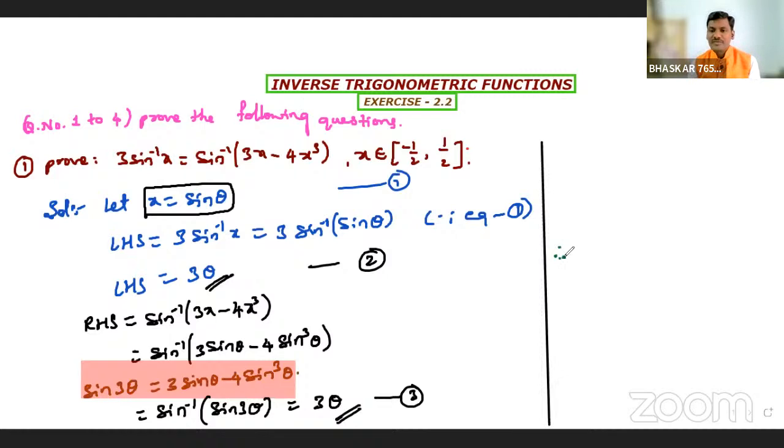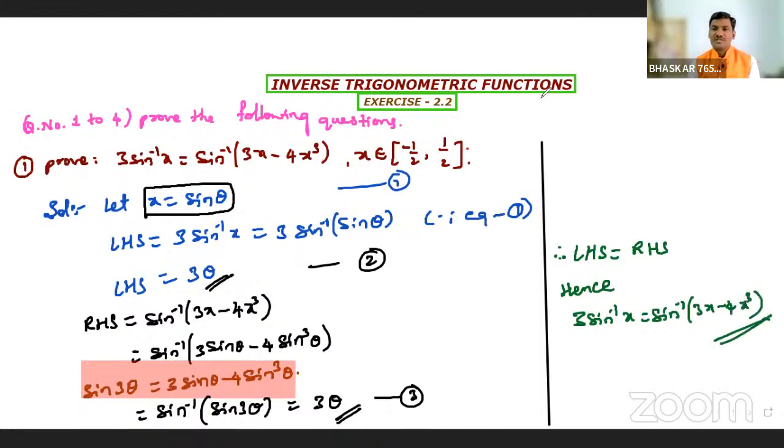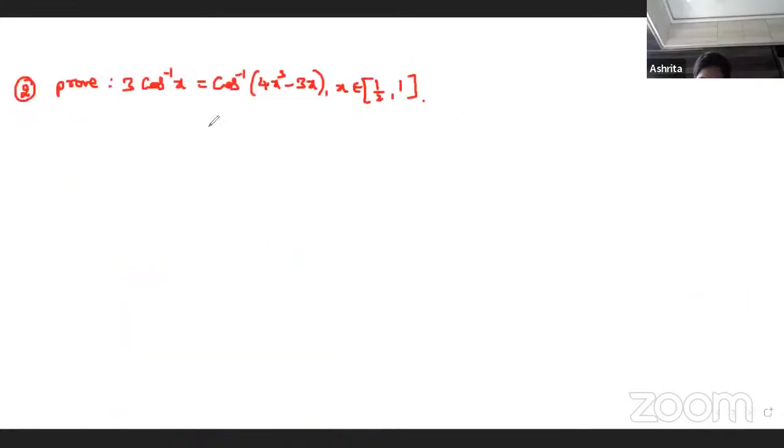LHS is equal to RHS, both are equal. Hence 3 sine inverse x is equal to sine inverse of 3x minus 4x cube. This is the required solution. Understood?